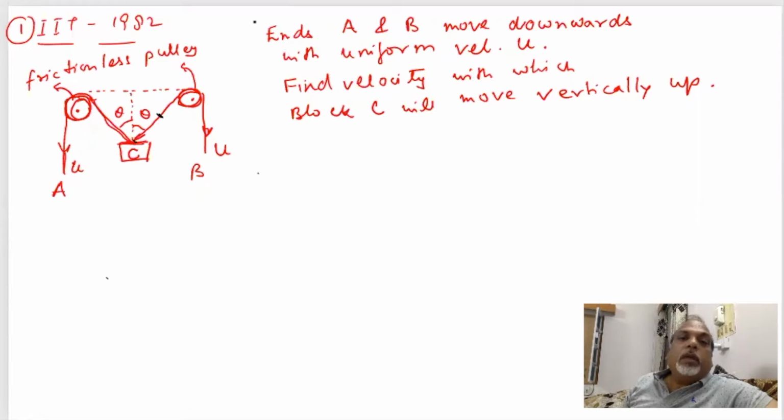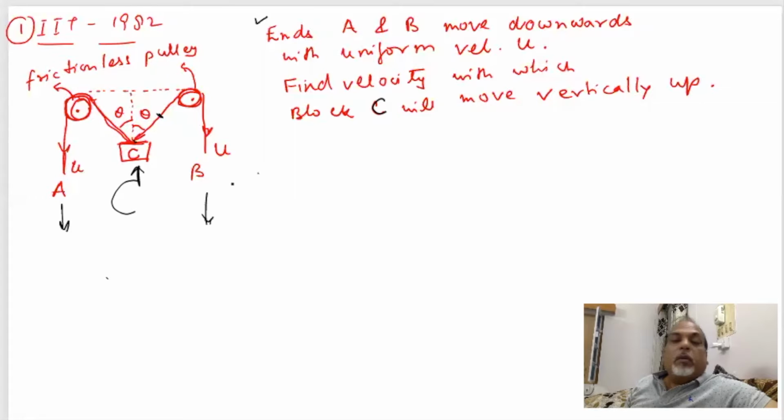This problem says ants A and B move downwards with uniform velocity u. So that means this is coming down, this is coming down. Naturally, this block will go up. So, what is the question? Find the velocity with which block C will move vertically up. So let us solve this problem.